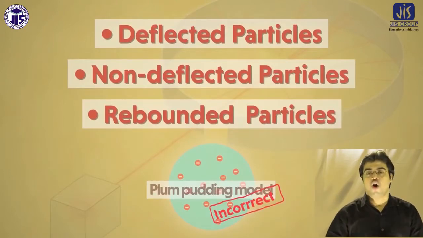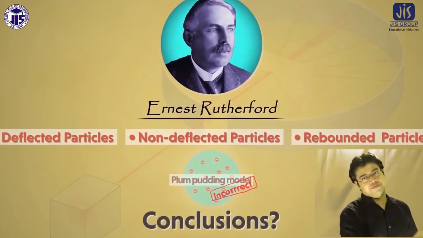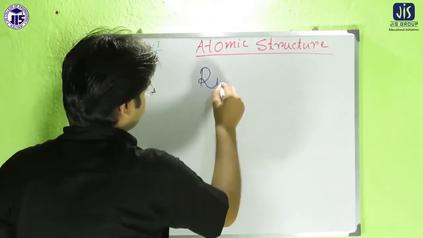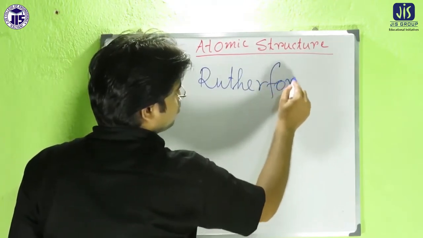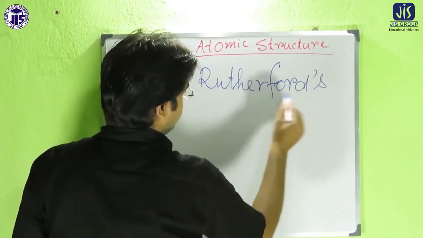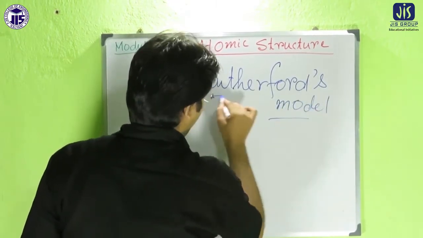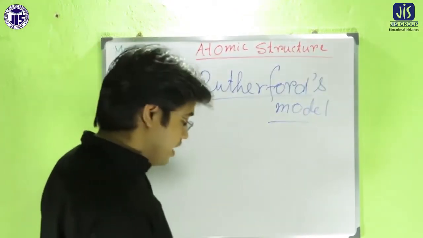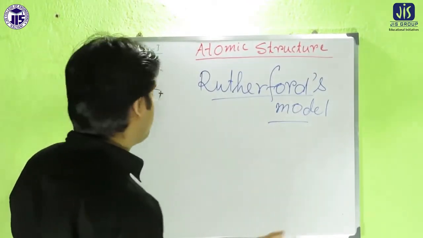Rutherford's model consists of 4 postulates which explain the inner structure of the atom. That is also called Rutherford's model, so it is better that we use the term Rutherford's model. So according to Rutherford, there are 4 postulates. That means there are 4 observations. So what is the first observation or the first postulate?